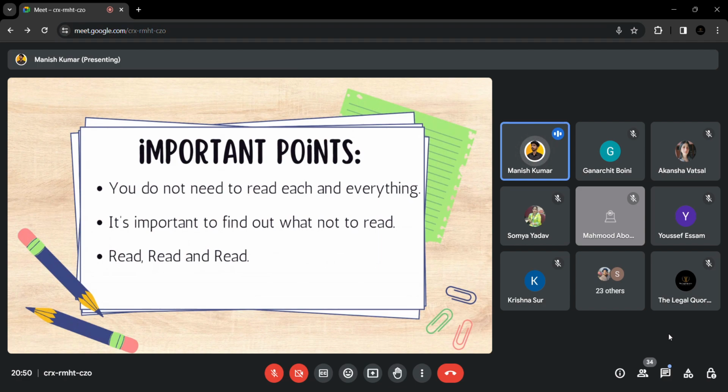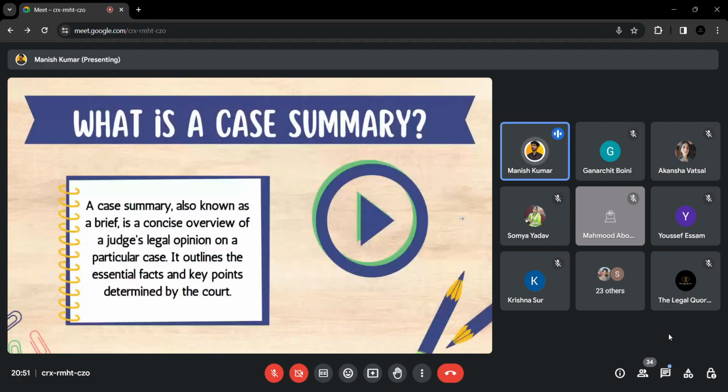And again, as reiterated again and again, you need to read multiple times in order to understand a case in entirety. You cannot expect yourself to get everything understood at reading once. So you need to read, and read. Now, talking about a case summary.